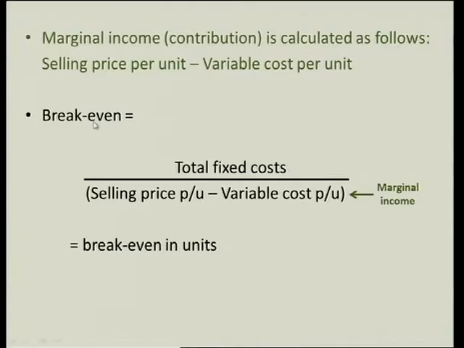Your formula for break even is your total fixed costs over, that's a divide by sign, that's over your selling price per unit minus your variable cost per unit. Not your total selling price, your selling price per unit minus your variable cost per unit. And that gives you your break even in units. In other words, you say it's so and so many units that you are producing.